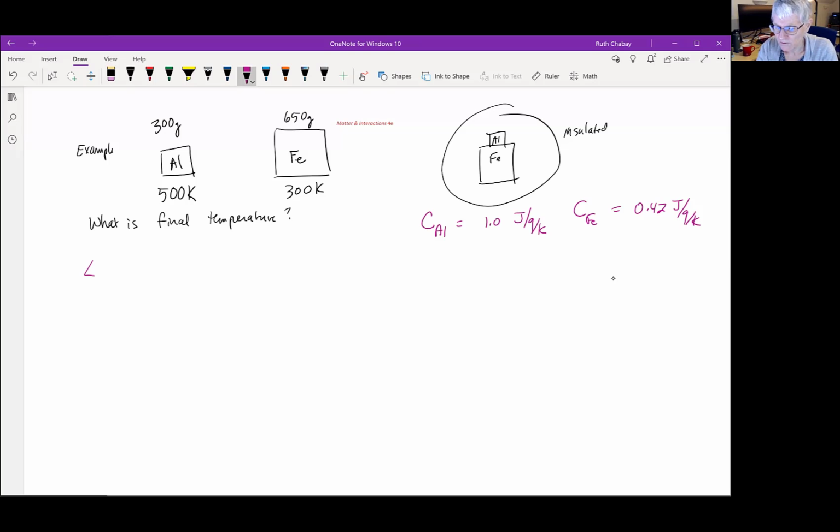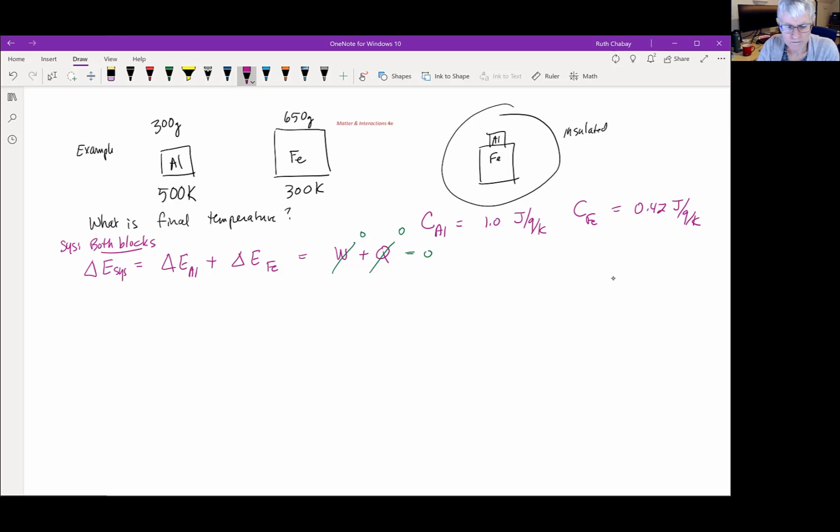So we start again with the energy principle. The change in energy of the system is equal to the change in energy of aluminum plus the change in energy of the iron. And that's going to be equal to the work done by the surroundings and energy transferred in from the surroundings. So if we pick the system as both blocks, then we know that no work is done by the surroundings and no energy can flow in from the surroundings because we're in a very well insulated container here. So that's going to be equal to 0.